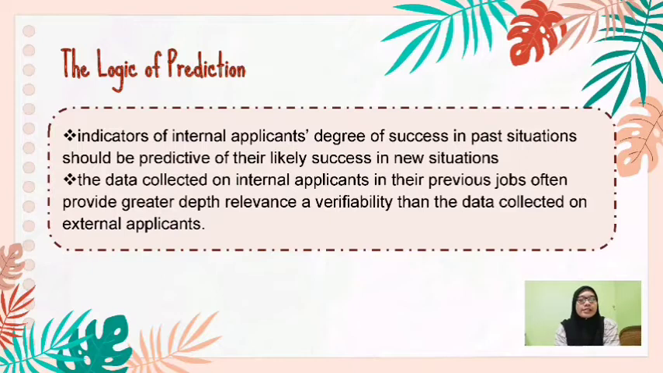Next factor is decision makers selecting internal candidates need to make sure they are selecting the right candidates with the right reasons, iaitu harus memilih pekerja dalaman yang betul dengan mengikut alasan yang betul.